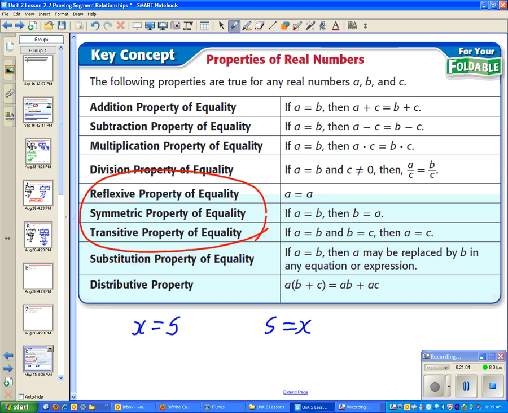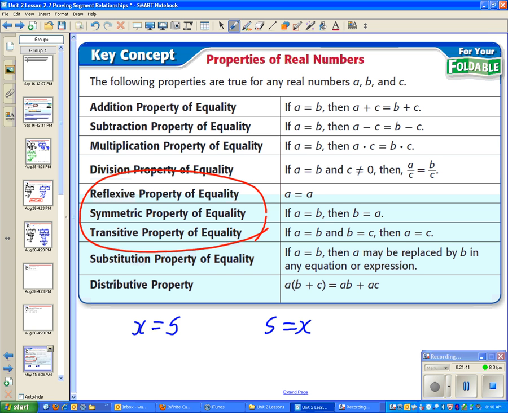Okay? So try to keep those 2 straight. Reflexive, symmetric. You're going to be frustrated with yourself when you miss a test question because you get those 2 confused. So keep them straight. Transitive: if A equals B and B equals C, then A equals C. All right? If David's age equals Cam's age, and Cam's age equals Ben's age, wouldn't we all conclude that David's age equals Ben's age? That's the transitive property.